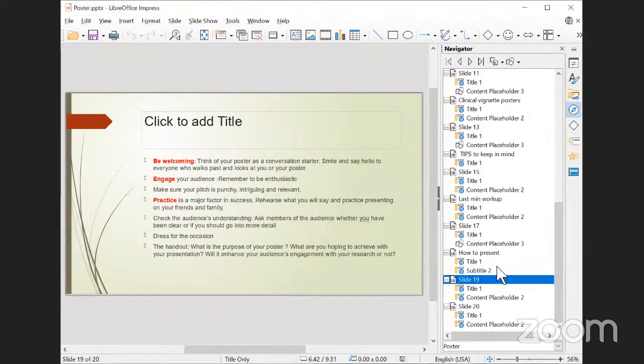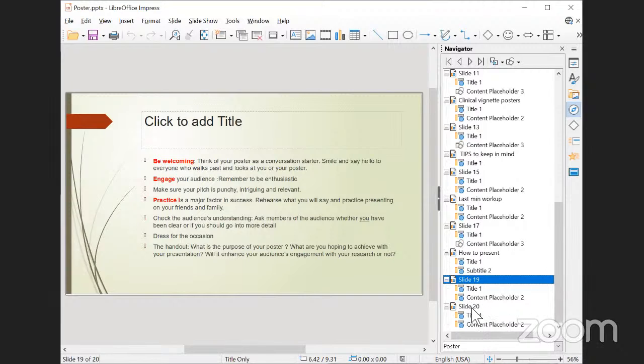Smile and say hello to everyone who walks past and looks at you or your poster. It's important to engage your audience. We have to remember to be enthusiastic and make sure your pitch is punchy, intriguing, and relevant. Practice is a major factor in success, so rehearse what you will say and practice presenting on your friends and family. After the presentation, check with the audience for understanding.